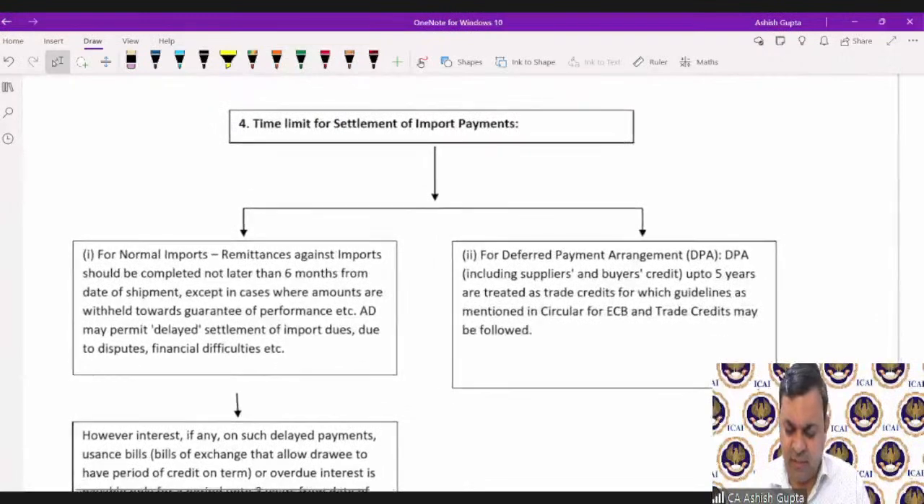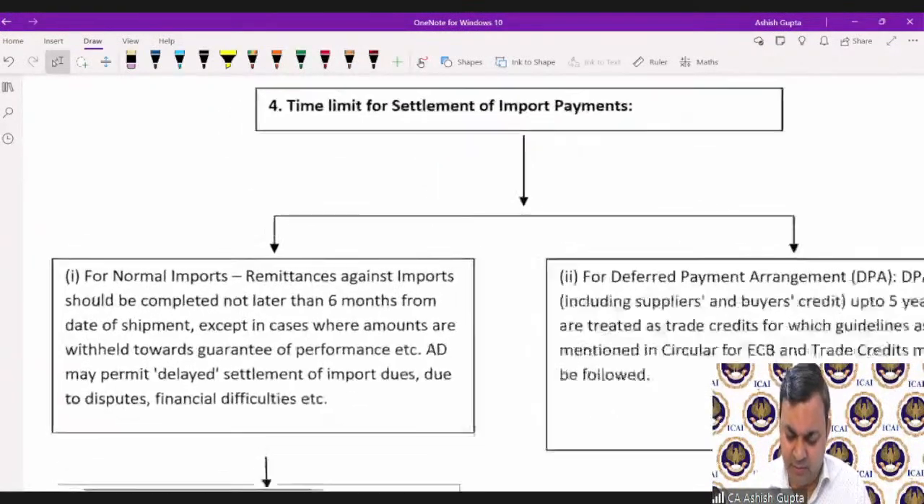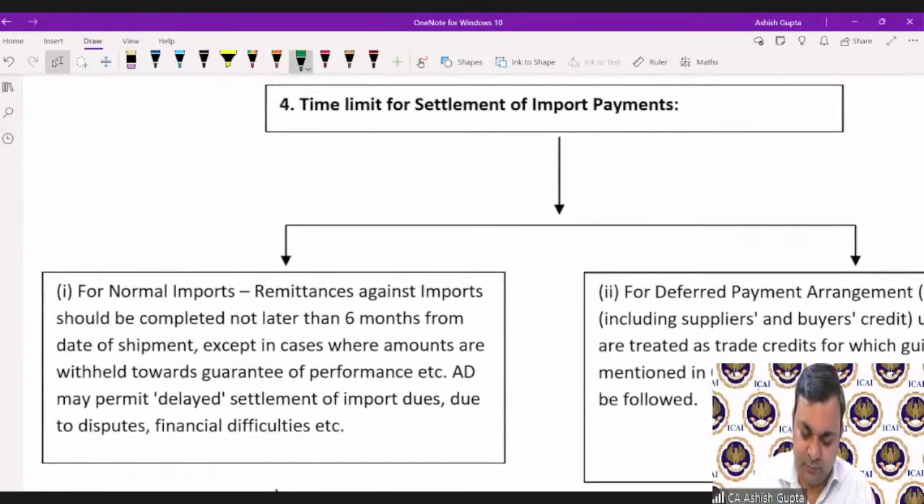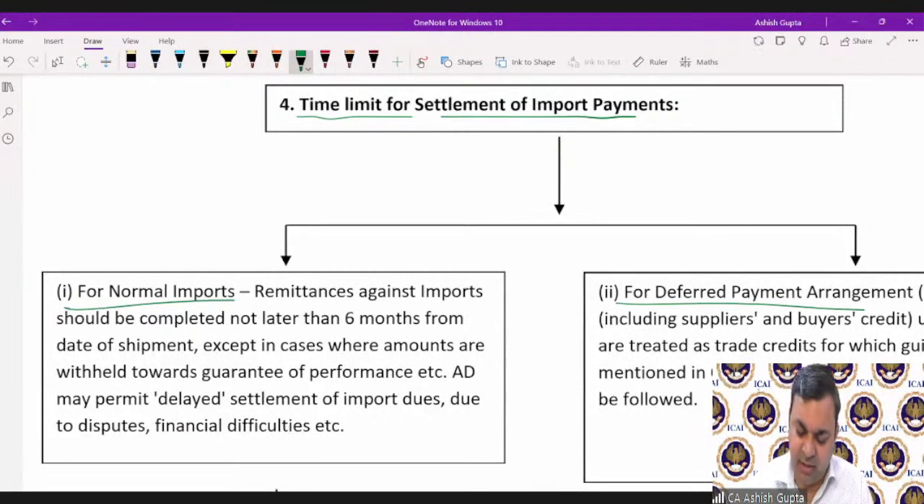Time limit for settlement of import payment. For normal imports, for deferred payment arrangement, remittance against import should be completed not later than 6 months from the date of shipment. Means you need to make the payment within 6 months from the date of shipment, means when you actually imported the goods into India, except in cases where amounts are withheld towards guarantee of performance.